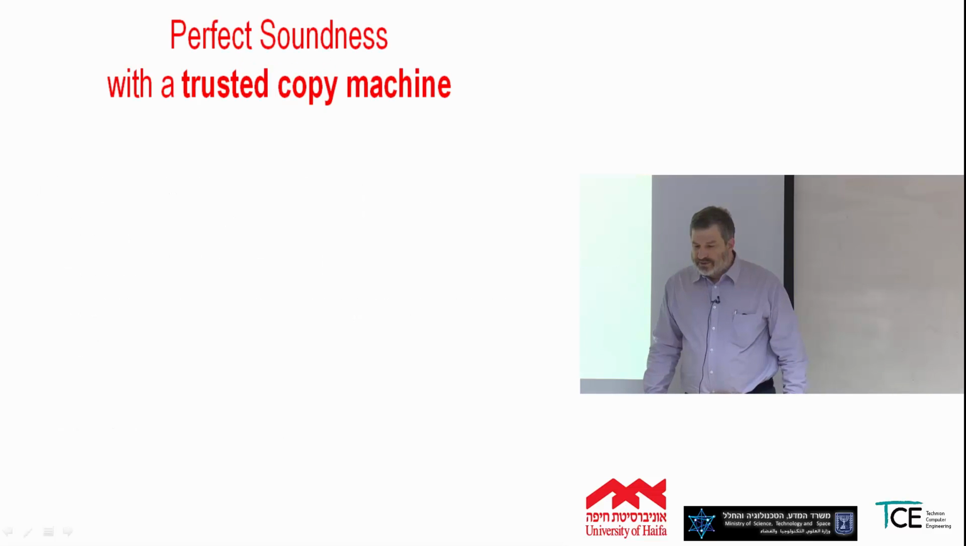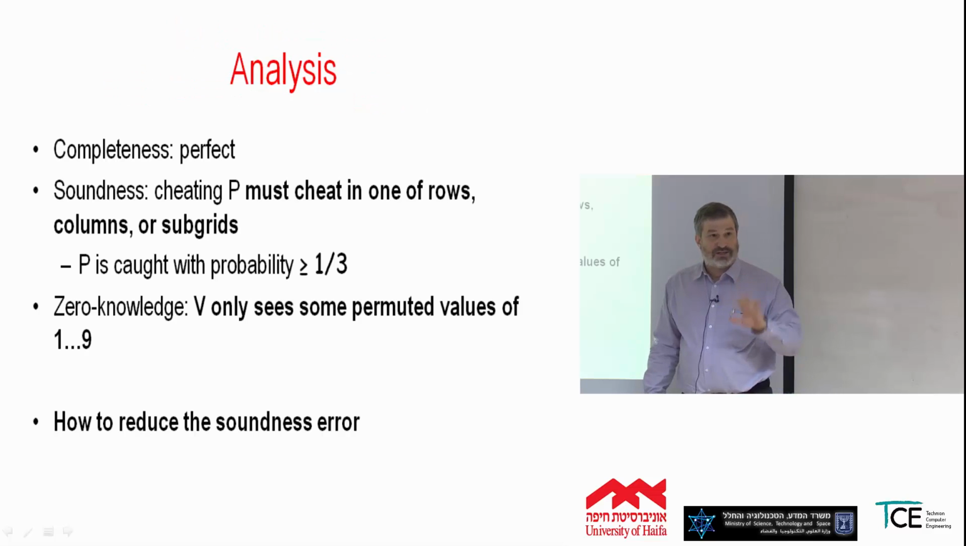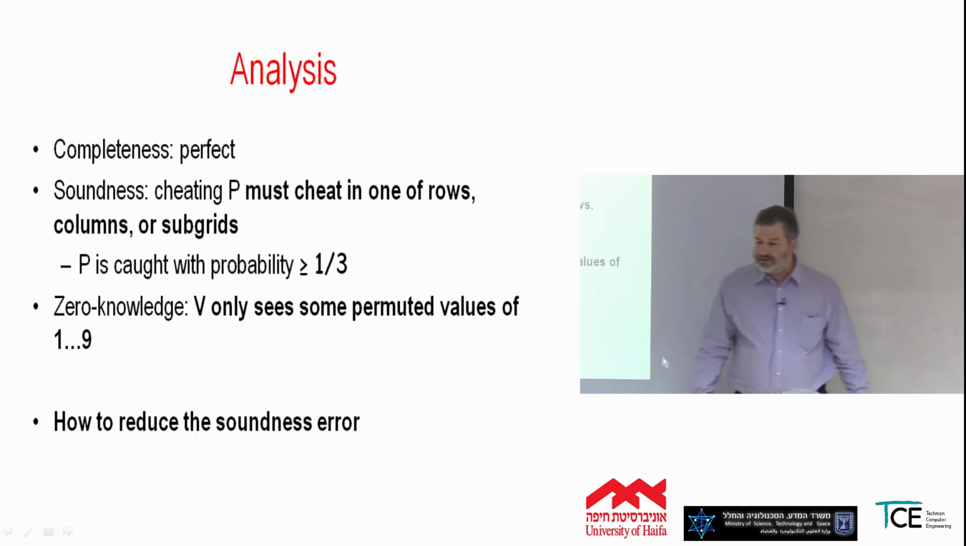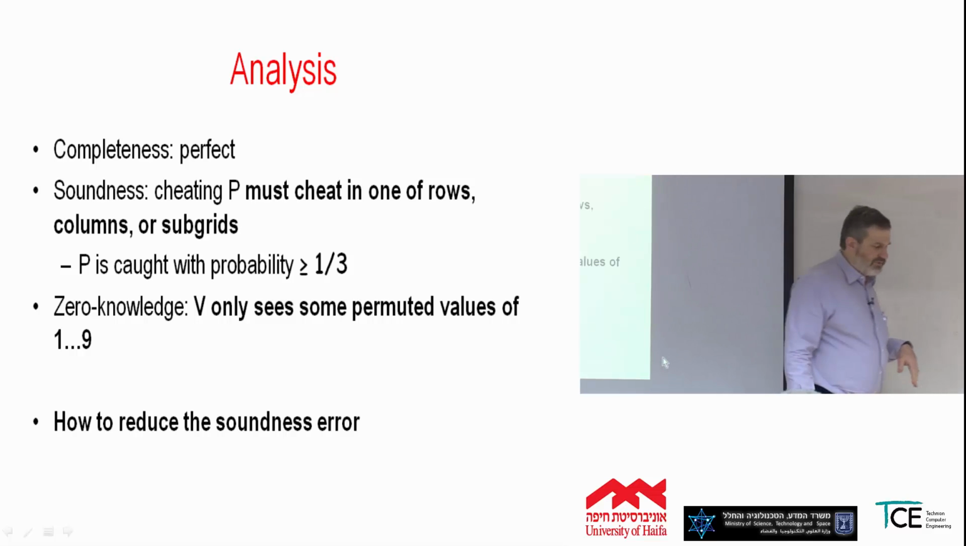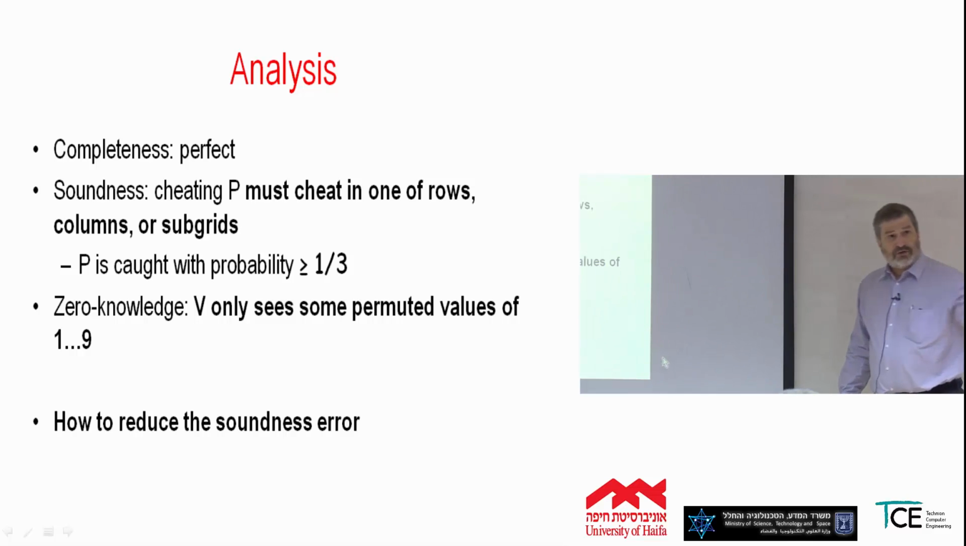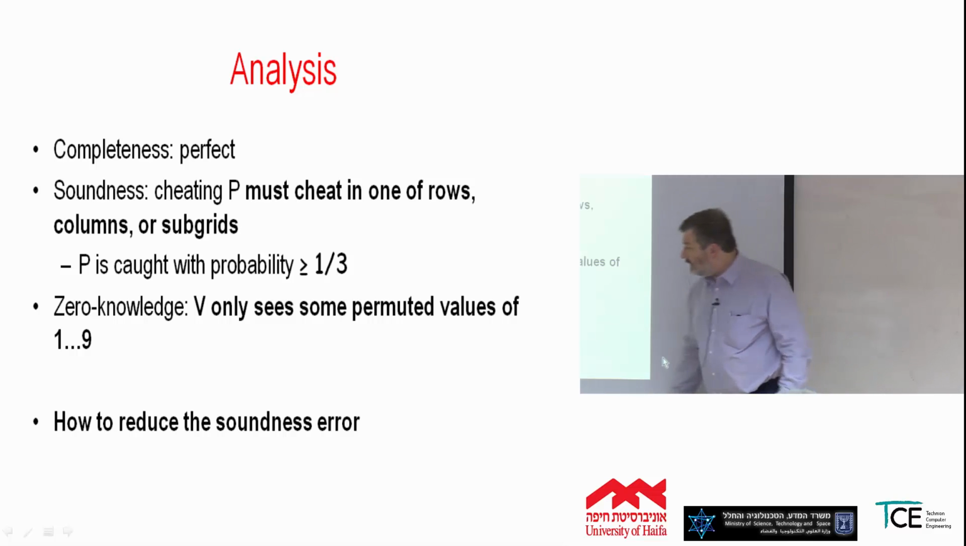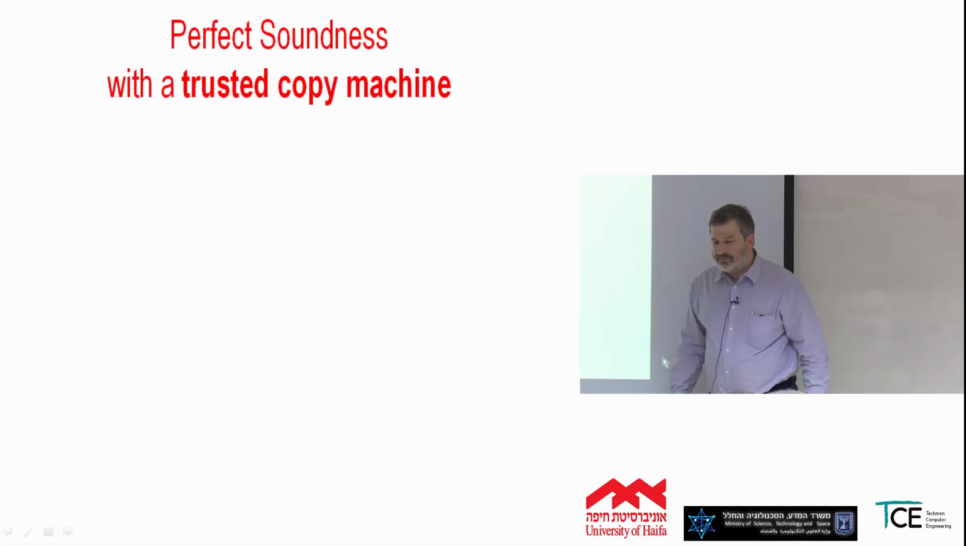Now, we can reduce the error. There are ways to reduce the probability, because here we're cheating only with probability 1/3. I'm not going to go into all of them. Certainly, repeating the protocol will reduce the probability of error, but you can have a better analysis of the protocol also and get a better probability than 1/3. But here is an alternative.